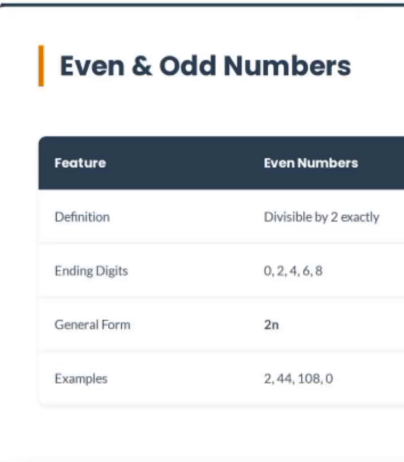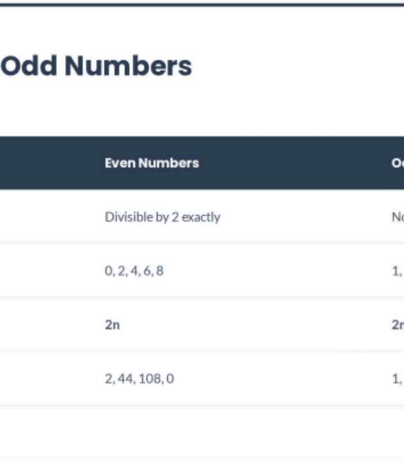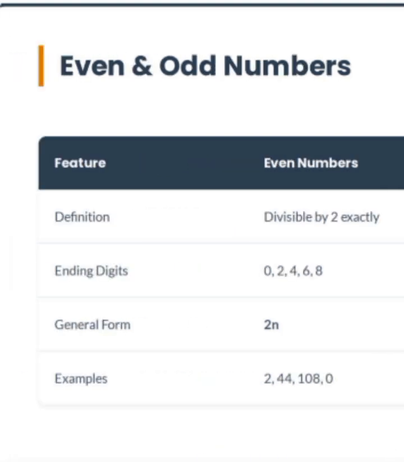Moving on, even and odd numbers. Even numbers are numbers which are divisible by 2 exactly. Ending digits would be 0, 2, 4, 6 and 8, and the general form of even numbers would be 2n. Examples are 2, 44, 108, 0, etc.